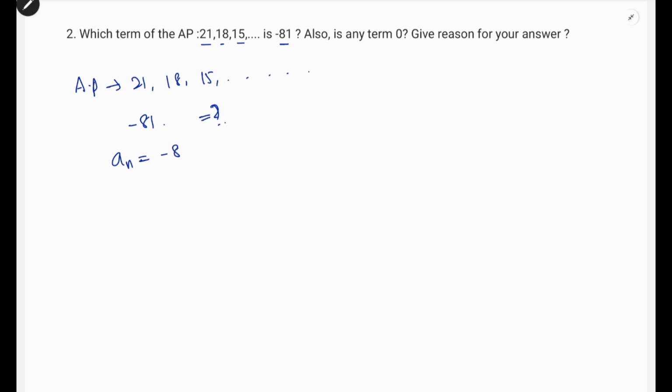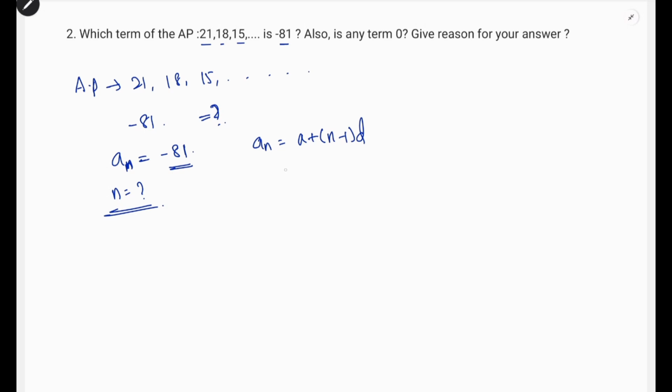Nth term is equal to minus 81. It might be the 10th term or the 15th term, or we don't know which term it is. So we will take an is equal to minus 81. We should find out n. Now we have the formula an equal to a plus n minus 1 into d.